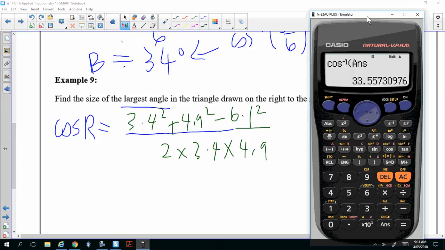Okay, press the button. 3.4 squared plus 4.9 squared minus 6.1 squared. Oops, equal, I forgot, divided by, in brackets, 2 times 3.4 times 4.9. Negative 0.41833.